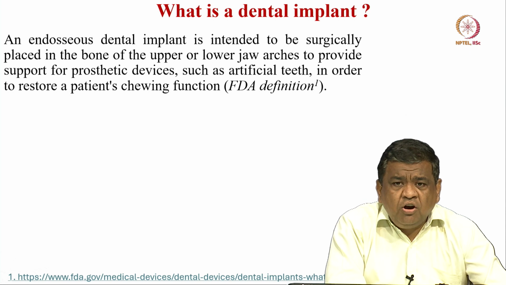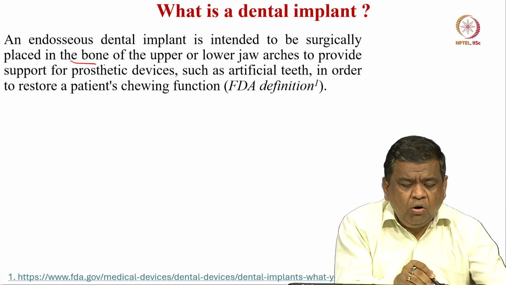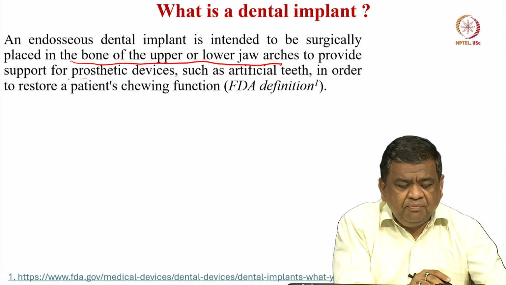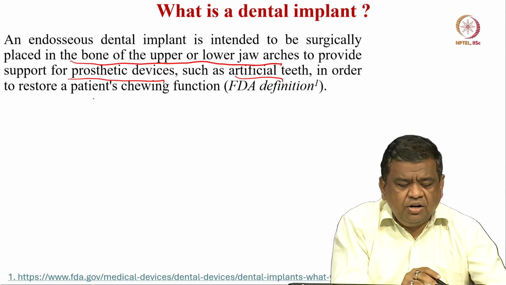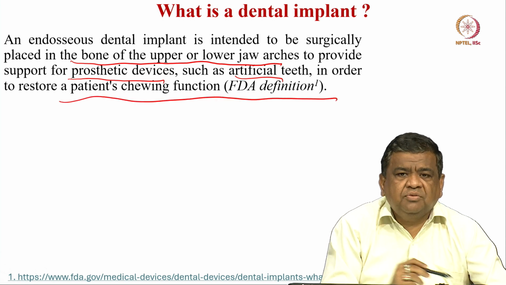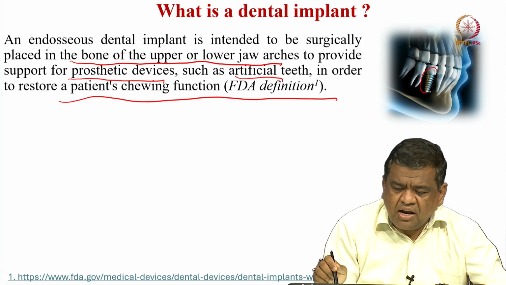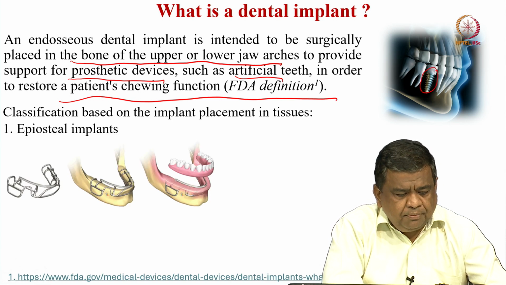An endosseous dental implant is intended to be surgically placed in the bone of the upper or lower jaw arches and to provide support for prosthetic devices such as artificial teeth in order to restore a patient's chewing function. That is the FDA definition. And you can see this is the implant, right. It has been shown placed in the lower jaw.